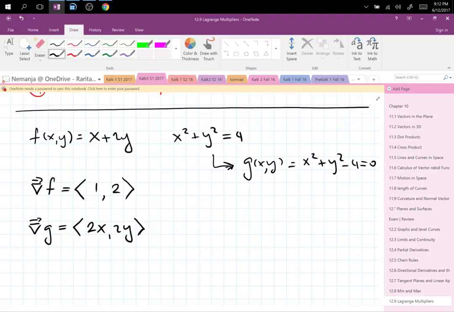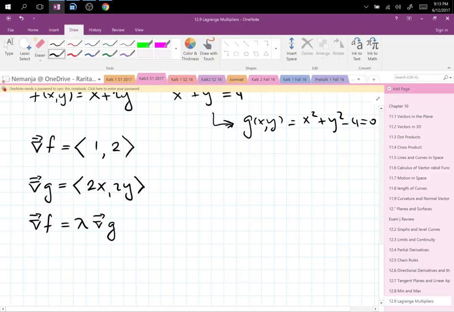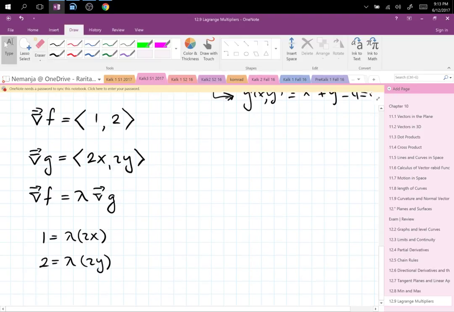Now, what we do next is we equal these using the Lagrange parameter lambda. Now, we don't need this parameter lambda as our answer, so we try to eliminate that first. So look what I have. I have 1 is equal to lambda times 2x. That's the first equation. Then I have 2 is equal to lambda times 2y. And I also have x squared plus y squared equals 4.